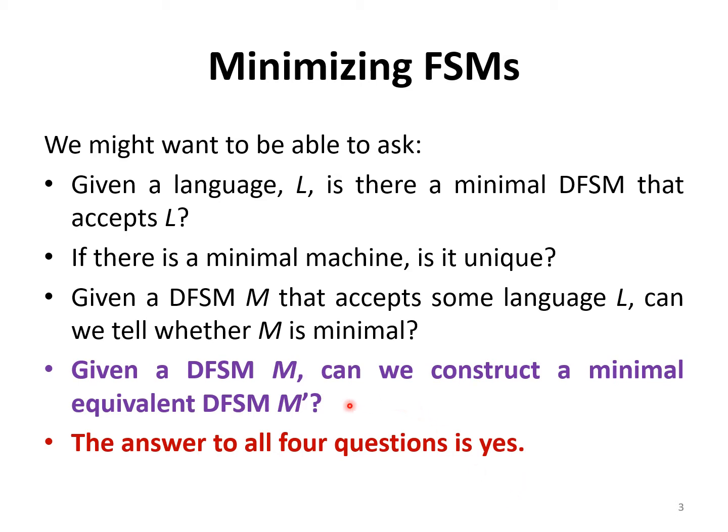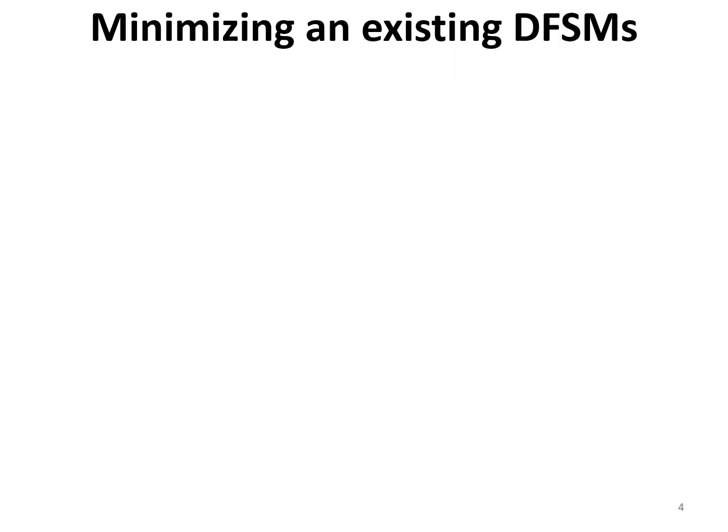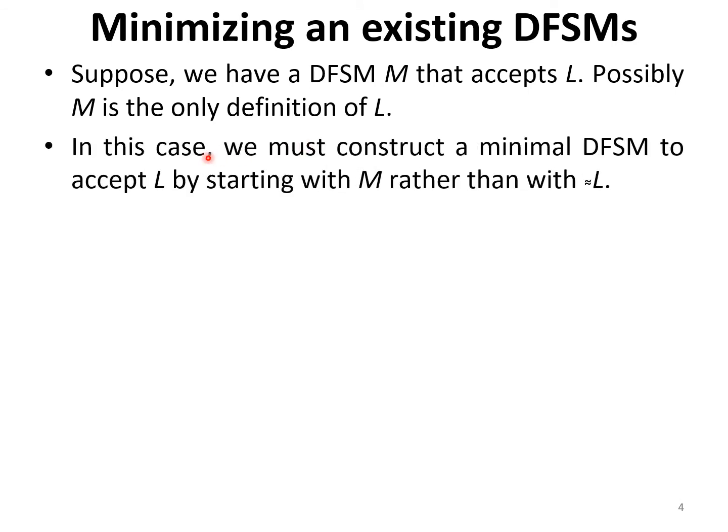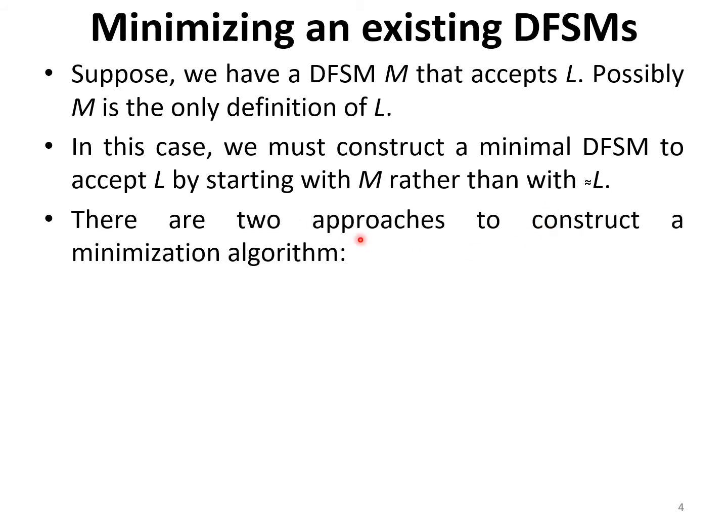In this lecture, we will concentrate on answering the fourth question, that is, given a DFSM M, can we construct a minimal equivalent DFSM M'? Suppose we have a DFSM M that accepts L. Possibly M is the only definition of L. In this case, we must construct a minimal DFSM to accept L by starting with M rather than with its equivalent L. There are two approaches to construct a minimization algorithm.